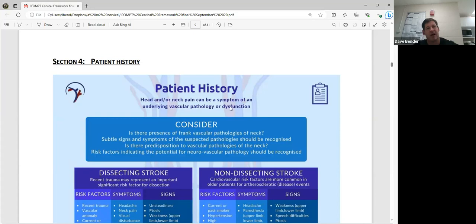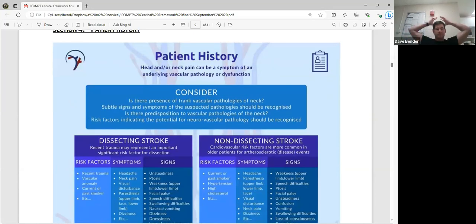All right, you should be able to see the slide, correct? Patient history on top. Confirm with me because I can't see you.